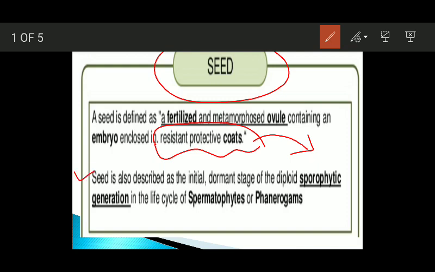We can also describe seed as the initial dormant stage of the diploid sporophytic generation, you can say, in the life cycle of spermatophytes or phanerogames. जो सीड होता है ये इनिशियल स्टेज होता है, इनिशियल बट डॉर्मेंट स्टेज ऑफ द डिप्लॉयड स्पोरोफिटिक जनरेशन। जो स्पोरोफिटिक जनरेशन होती है स्पर्मेटोफाइट्स में या फिनेरोगेम्स में, हम कह सकते हैं इट इज रिप्रेजेंटेड बाय द सीड। The initial dormant stage in the life cycle of the spermatophytes is represented by the seed.